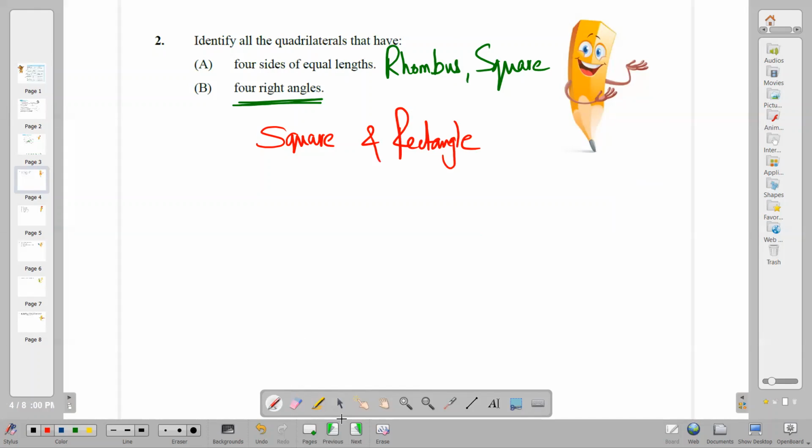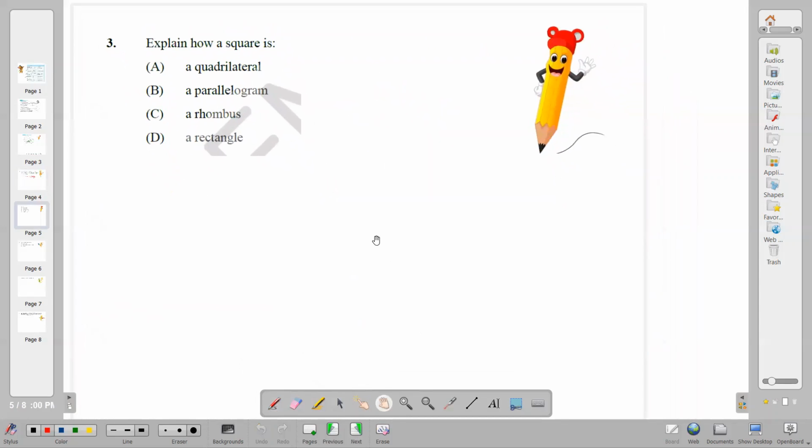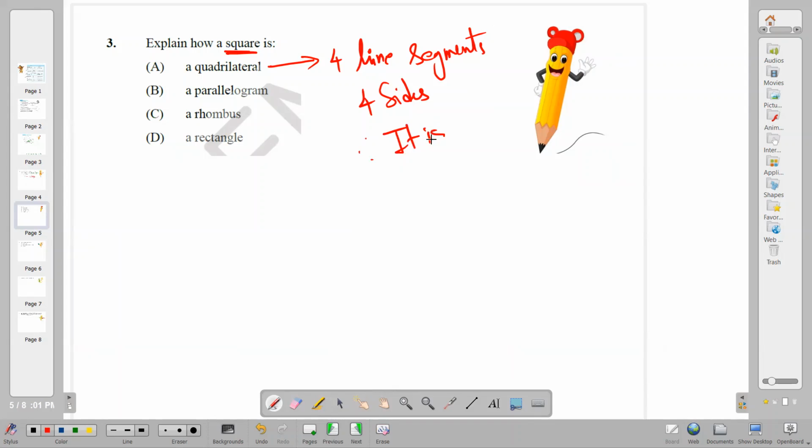Simple. चलो next one. Explain how square can be a quadrilateral. Square को हम quadrilateral कैसे बनाएंगे? Because it is made up of four line segments. या बोलो four sides. It is made up of four sides. Therefore, a square can be a quadrilateral. Okay. Therefore, square is a quadrilateral.